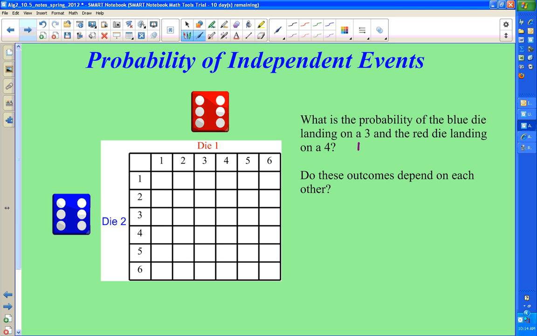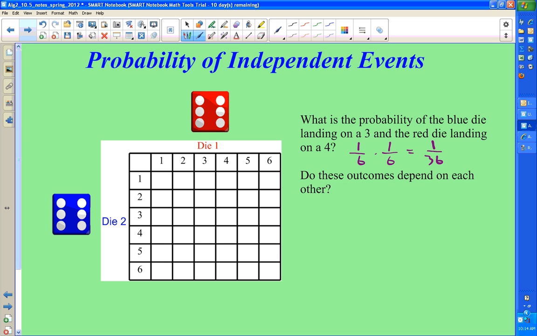What's the probability of getting a 3 on the blue die? 1 in 6. Times the probability of getting a 4 on the red die. 1 in 6. So that's going to give you a probability of 1 in 36. This is the probability of a 3 on the blue, probability of 4 on the red. When you multiply them together, the chance that you're going to get a 3 and a 4, 1 in 36. 3 on the blue, 4 on the red.